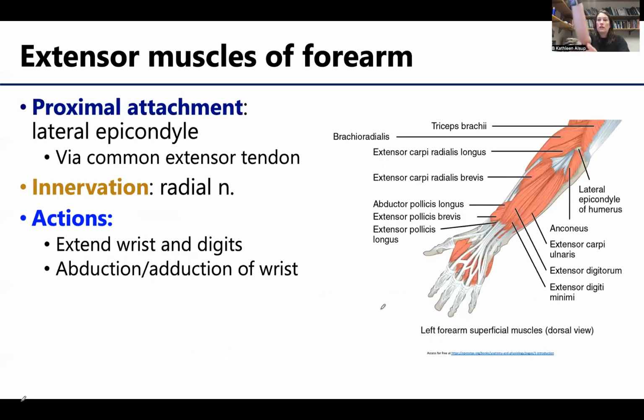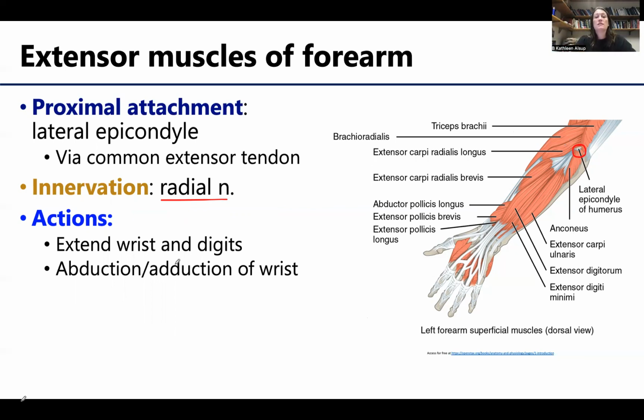All right, now let's move to the posterior compartment, also referred to as the extensor muscles of the forearm. Many of these are going to have the same kind of setup with long tendons traveling to the digits. Most of these muscles, particularly some of the more superficial muscles, are going to have a proximal attachment on that lateral epicondyle of the humerus. What's cool about these muscles is that there are no exceptions to the rule. They're all going to be innervated by the radial nerve. Radial nerve equals what? Radial nerve equals posterior. So radial nerve is going to innervate the posterior compartment of the arm as well as the forearm.